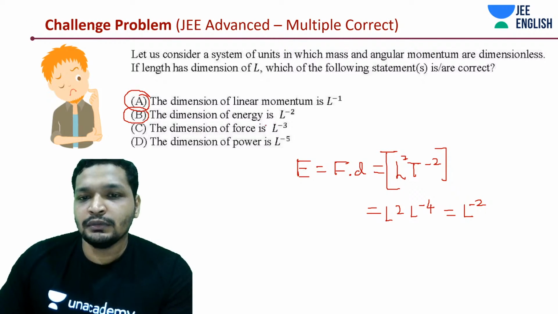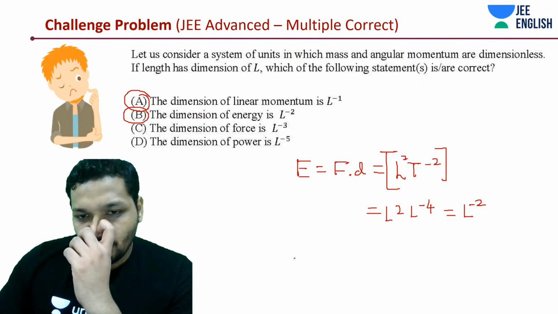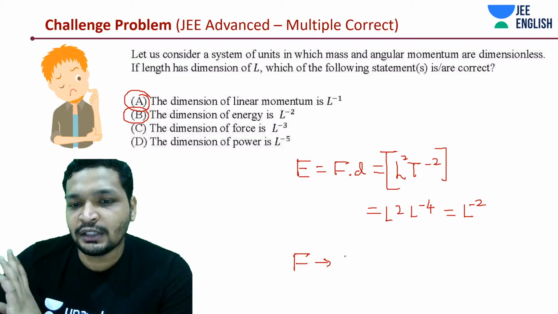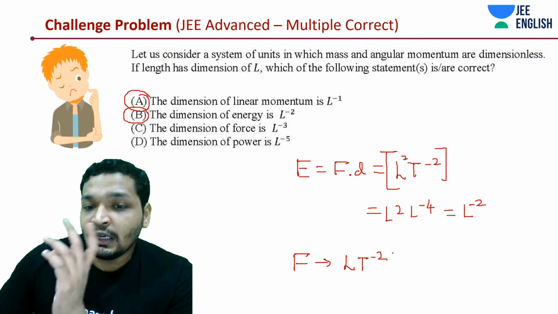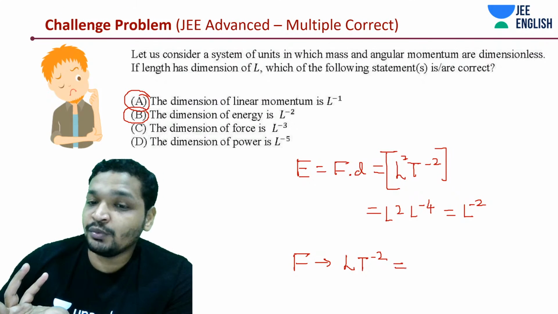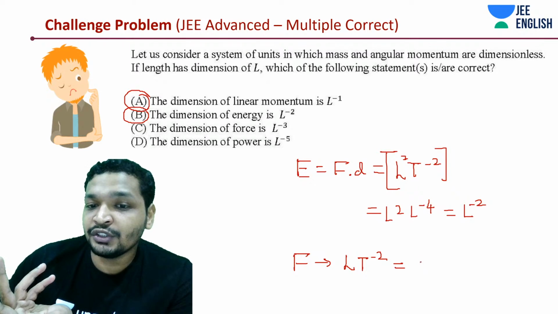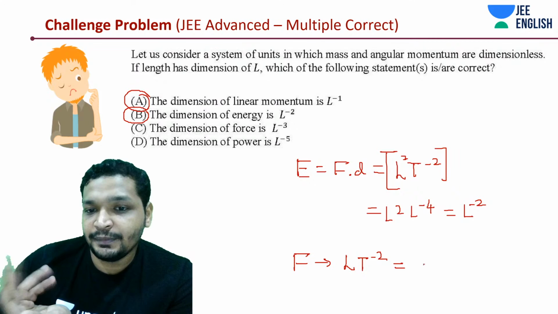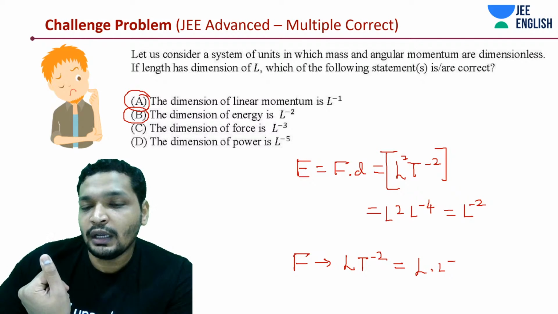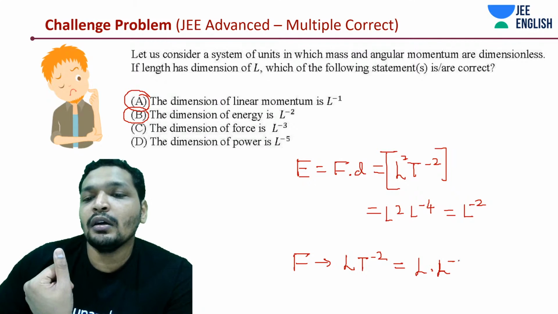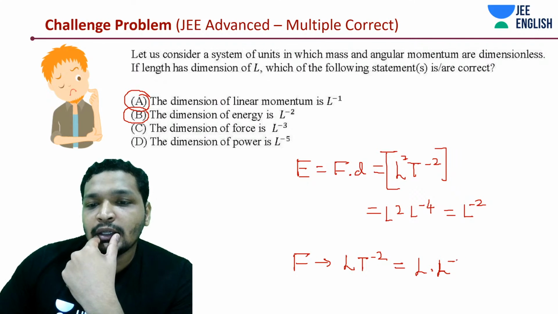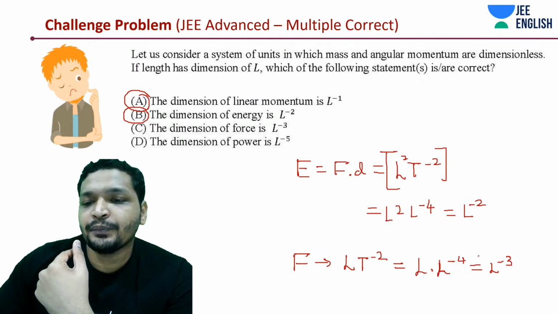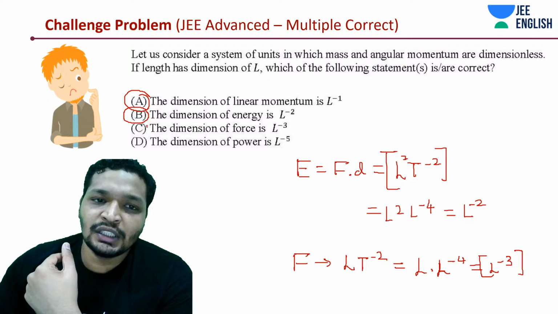What about force? Okay, let's do for force as well over here. Force is simply this, our favorite one. Mass, no dimension, so I'm not writing it down. And length into T to the power minus 2, basically acceleration's dimension. As you know, time is equal to L square. This should be L to the power minus 3. L into L to the power minus 4. Okay, so this would be L to the power minus 3. Little confusing here and there. So C is also correct.